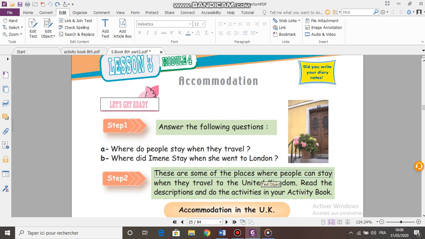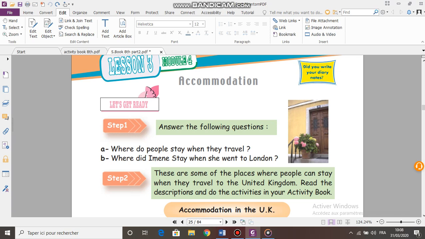Where do people stay when they travel? It means when you go to another place for holidays, for example, when you travel, where do you stay? I'll let you answer. Also, this is another question that may help you: where did Iman stay when she went to London? Do you remember? She stayed with the Browns. So this was her accommodation when she stayed with the Browns.